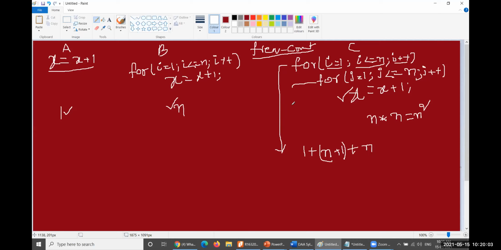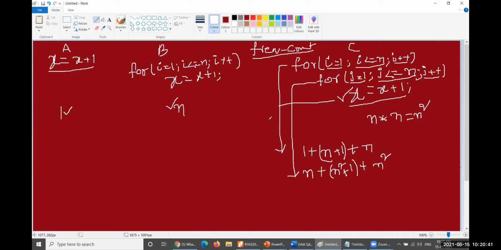If you take this for loop into consideration, how many times will j be executed? That is n times, because that is the inner loop of the i control structure. And how many times overall? n square plus 1 times, plus it will also be executed n square times. Then how many times will the statement x equal to x plus 1 be executed?